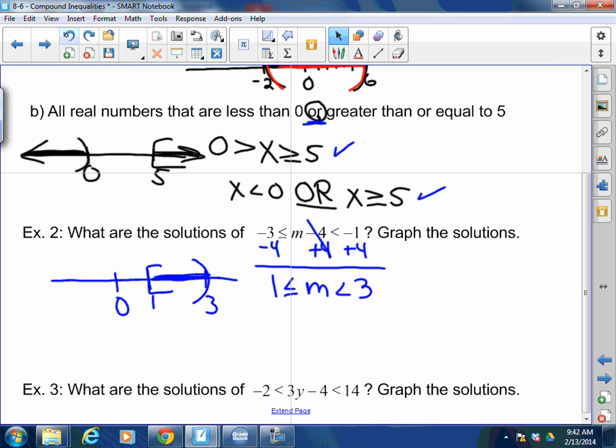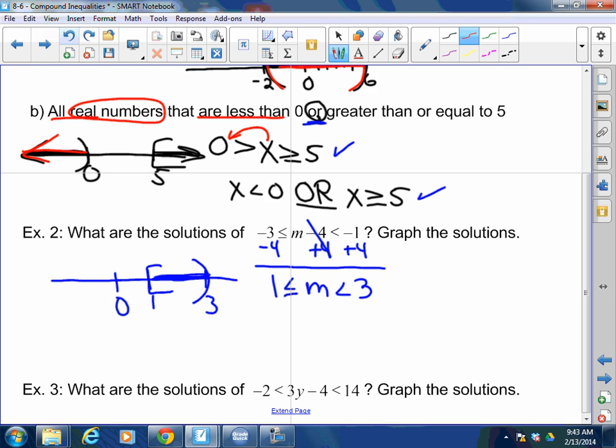For example, on the top, 0 is less than x, and x is greater than or equal to 5. I want the arrow. X, okay, all real numbers that are less than 0. X is less than 0, or greater than or equal to 5.